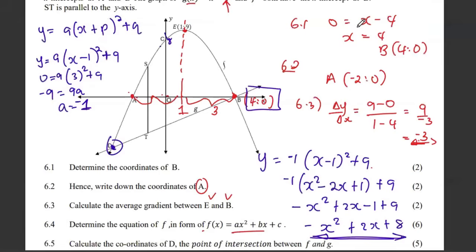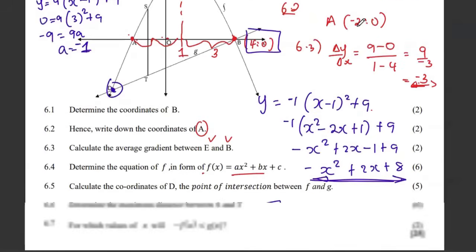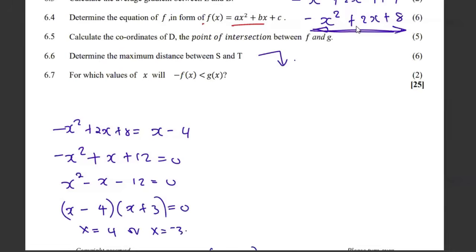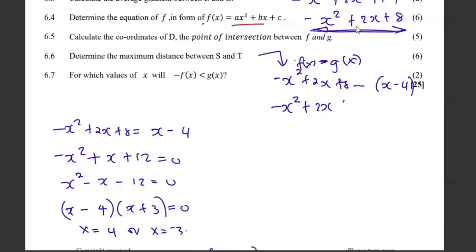So for the distance between S and T, the graph that is above is f. Then we're going to subtract: f of x minus g of x. So this becomes the distance between the two graphs: negative x squared plus 2x plus 8 minus (x minus 4). Opening up, negative x squared plus 2x plus 8 minus x plus 4. Then you simplify: negative x squared plus x plus 12, which is just the same as this. Now, this gives us the distance between the graphs, and they want us to get the maximum.